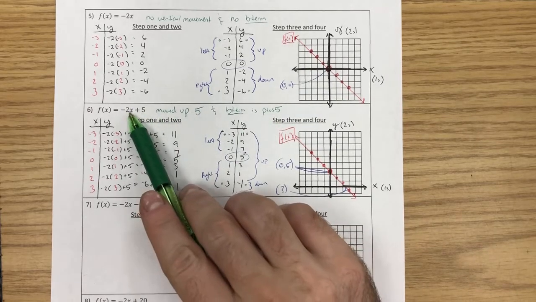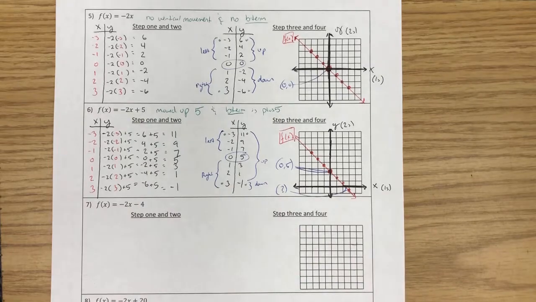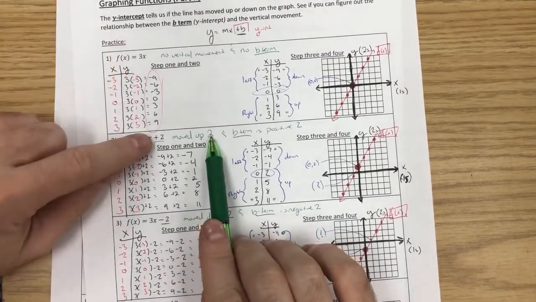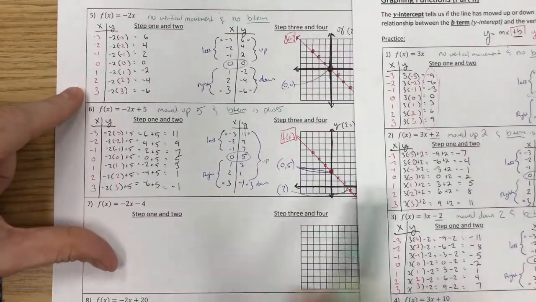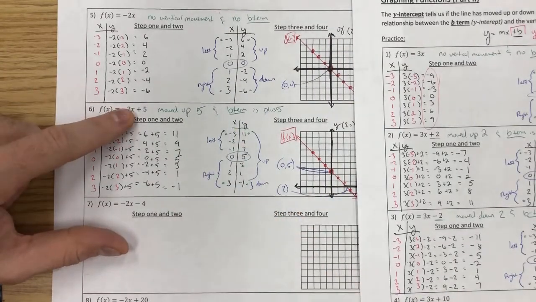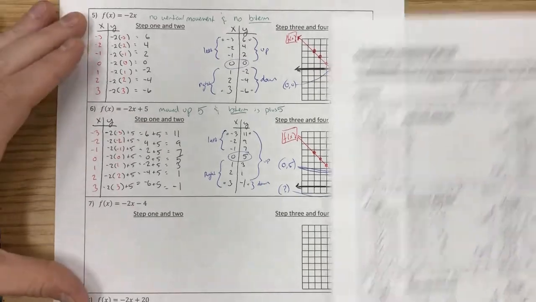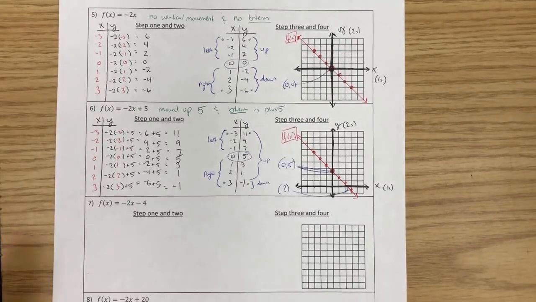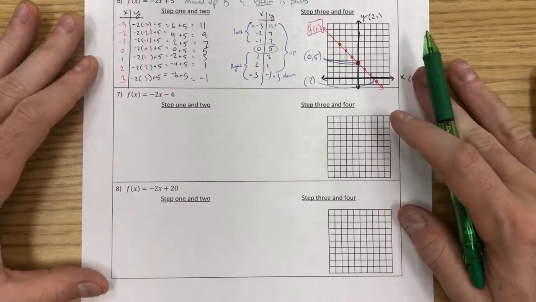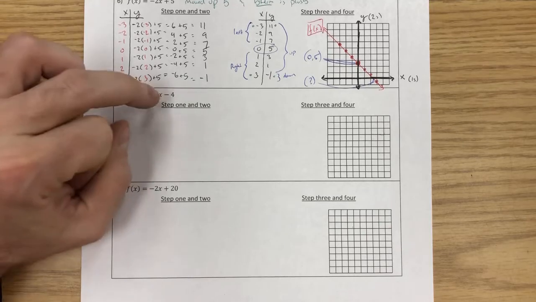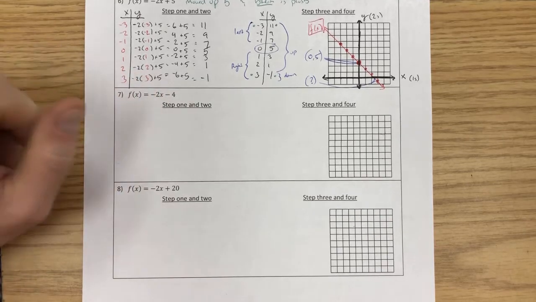So does the negative have any effect from what we discussed earlier? We moved up 2 when it was +2. We moved up 5 when it was +5. So does the negative have any effect on that? No, it doesn't. Which means that I want you guys to try number 7. Pause the video, unpause it when you're done, and see how well you did, knowing what that negative is going to do to our graph.